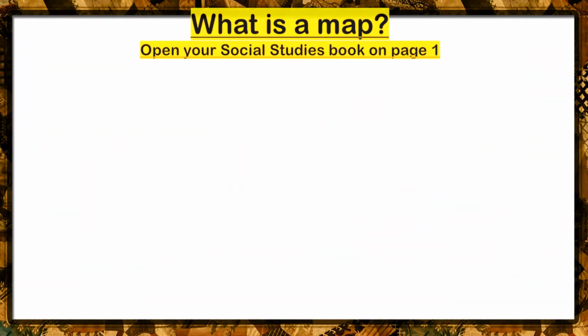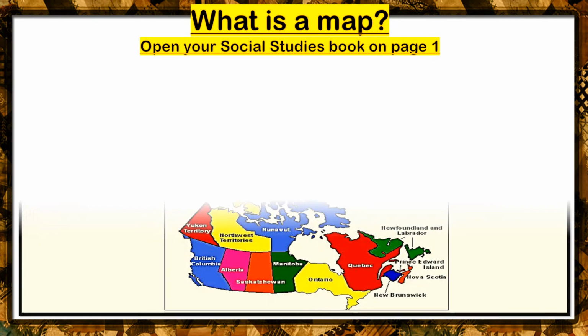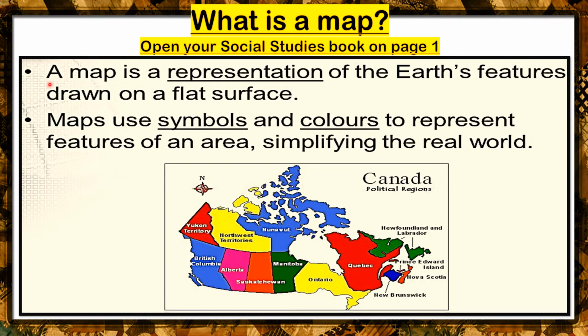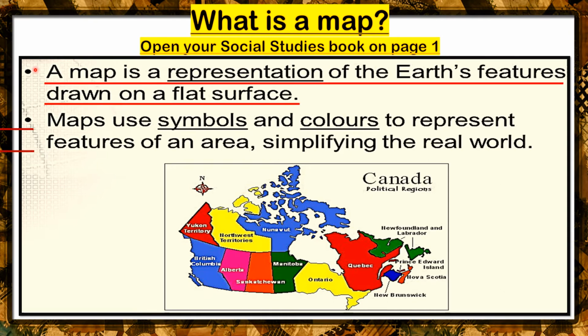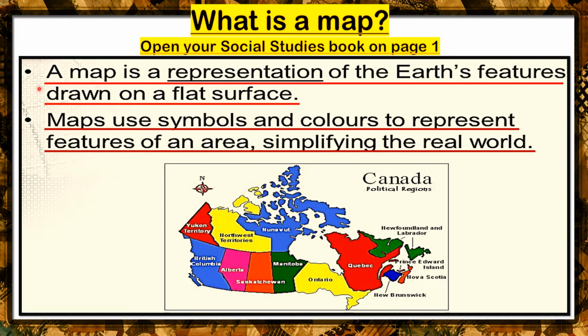What is a map? Please open your social studies book on page 1. A map is a representation of the Earth's features drawn on a flat surface. Maps use symbols and colors to represent features of an area, simplifying the real world.